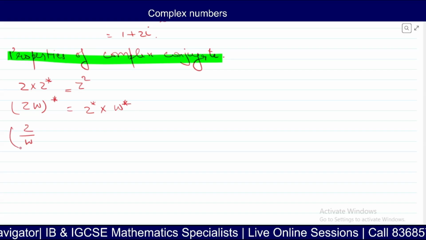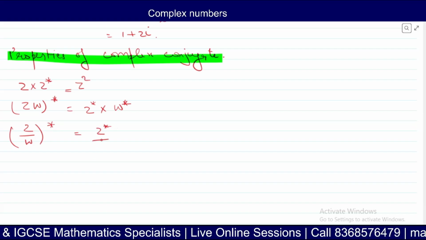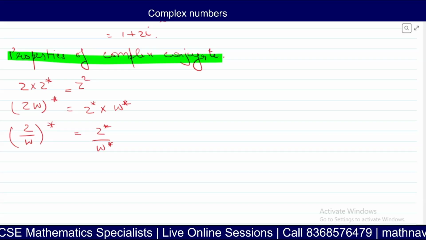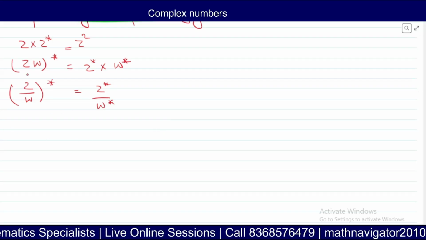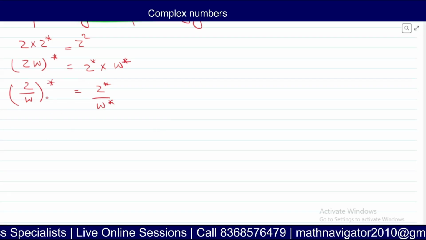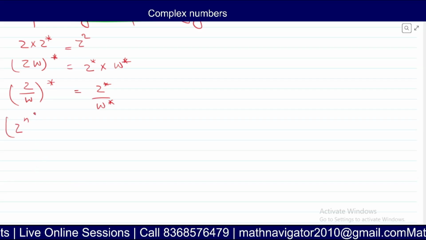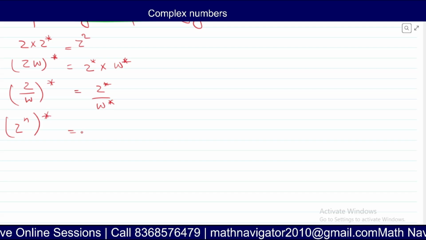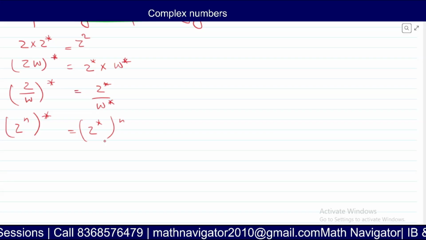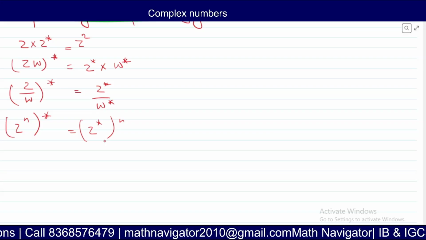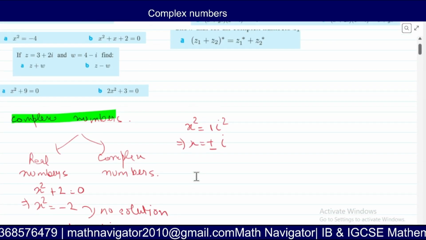(z over w) star is equal to z star over w star. Yes? So these are the properties of complex conjugate. One more, (z^n) whole star is equal to (z star) whole n. I hope this is clear. It will be further clear when we do some questions, right? So let's try doing some questions on all of these concepts, whatever we have.